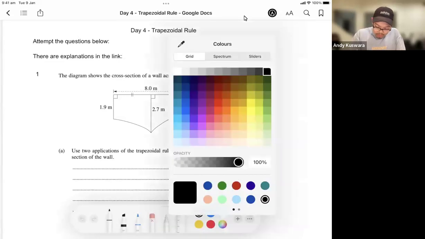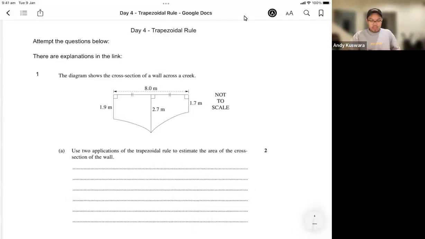We are doing trapezoidal rule today. So trapezoidal rule, just remember, it is an approximation, which means that your equal signs will look like this, and also your formula will be something like this. That's what you'll get in your reference sheet. So that there is the formula. Okay, so first question here.